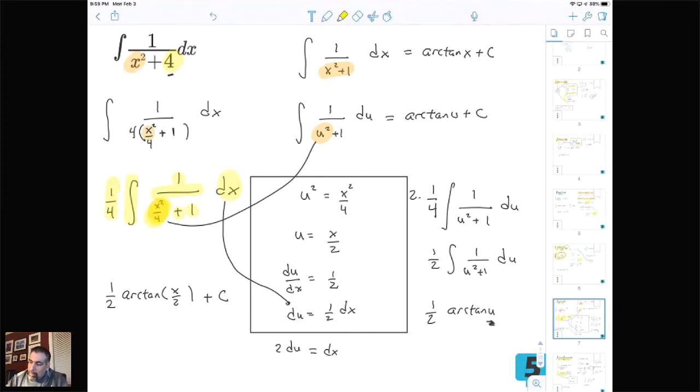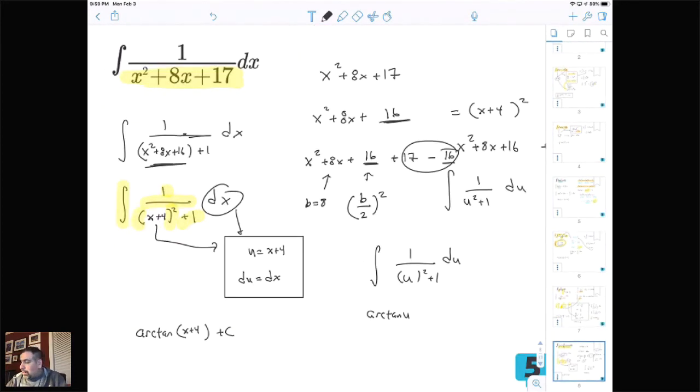And on this one, the idea was trying to get this guy right here to be a 1. How do we get that to be 1? That meant factoring out the 4. So again, not super obvious. You wouldn't think about that immediately. But once you see it once or twice, hopefully it sticks in your head.